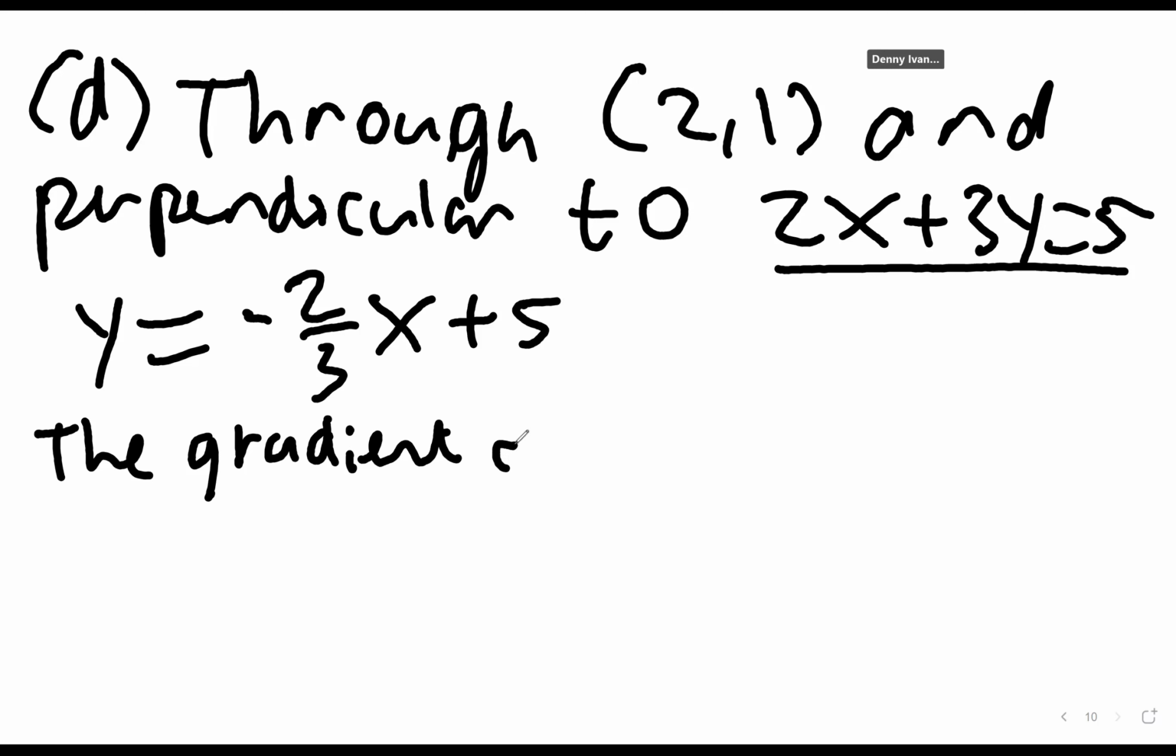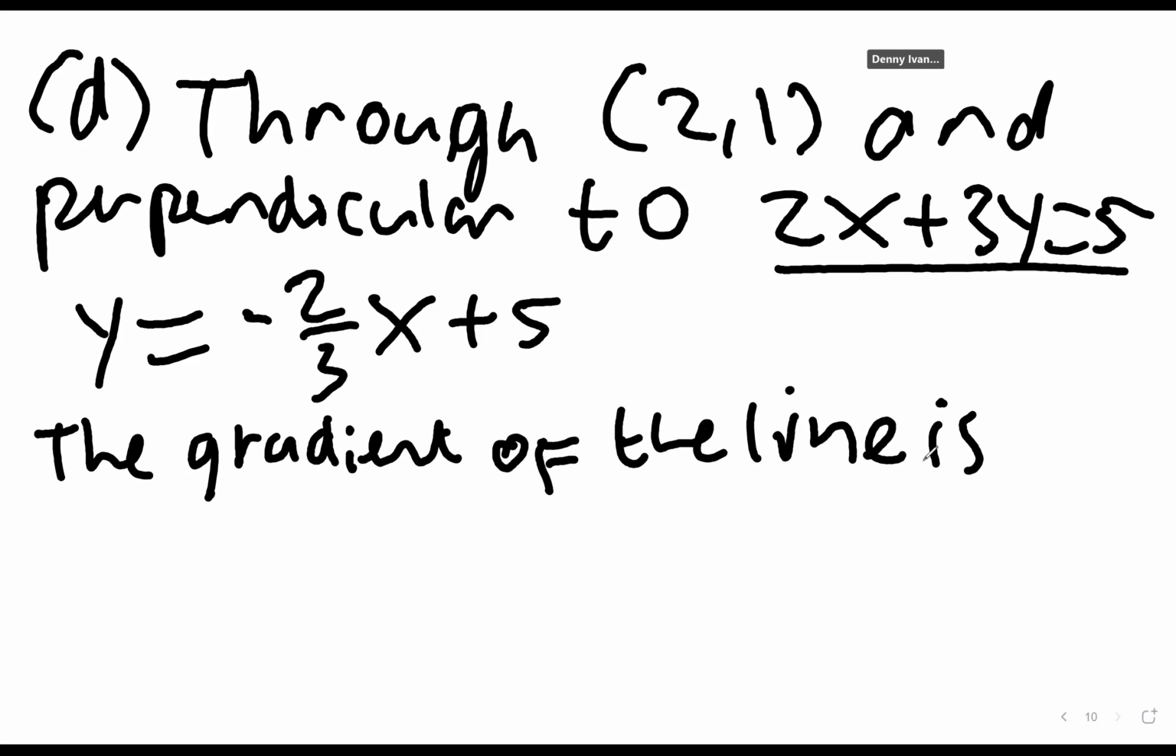So the gradient of the line in the question is, because the product with minus 2 over 3 is -1, exactly -1 divided by minus 2 over 3. And that will be the gradient, 3 over 2. So the gradient is 3 over 2, and then it passes through the point (2, 1).